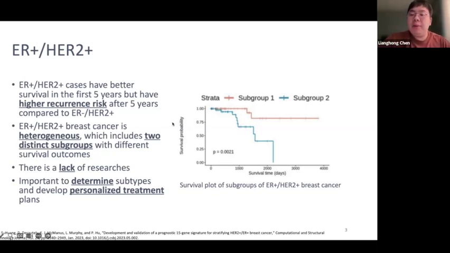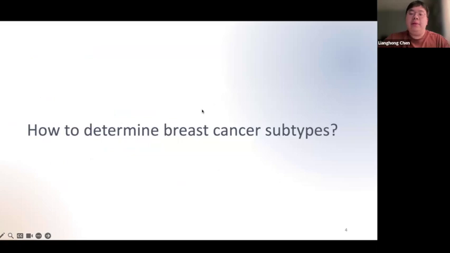As shown in the survival plot, the patients in subgroup 1 overall have a good survival probability, while the survival probability of the patients in subgroup 2 is significantly reduced after 2,000 days. There is a lack of research on ER positive, HER2 positive breast cancer, but it is important to determine these subtypes and make personalized treatment plans for patients, because different subtypes will lead to different responses to the treatment. However, the problem is how to determine these breast cancer subtypes.